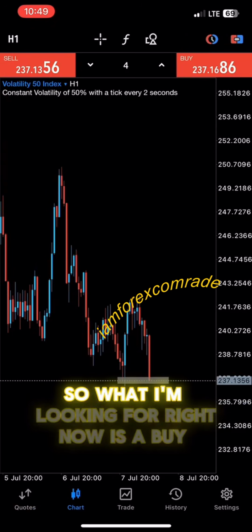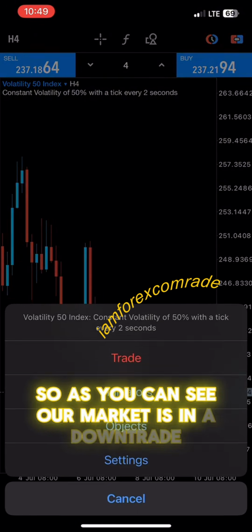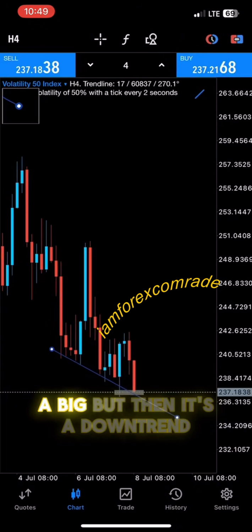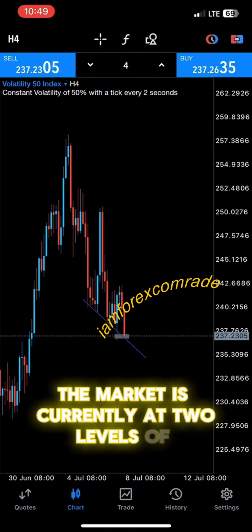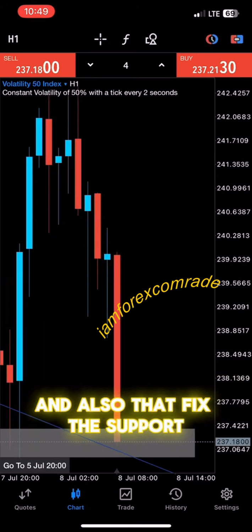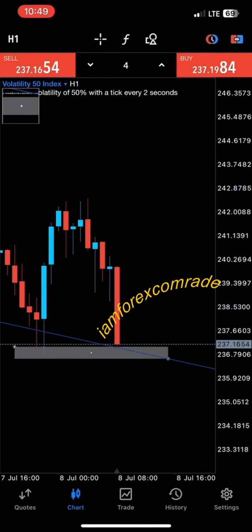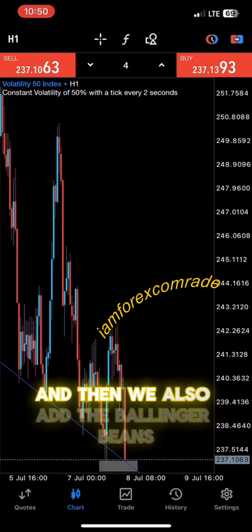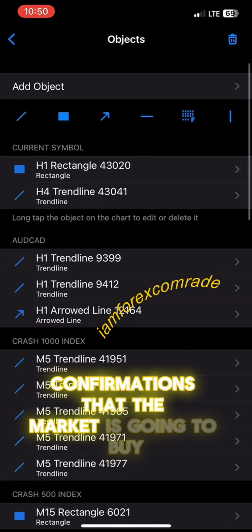So what I'm looking for right now is a buy signal, right? As you can see, our market is in a downtrend that is not that big, but it's a downtrend. Right now, the market is currently at two levels of confluence, that is the trailing support and also that fixed support that is forming two bottoms. So now we have two strategies that are supporting a buy, and we also add the Bollinger Bands that is also supporting a buy. So now we have three confirmations that the market is going to buy.